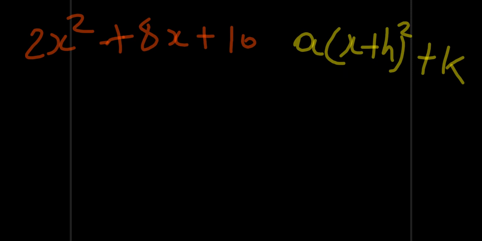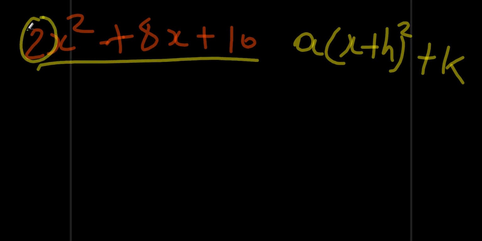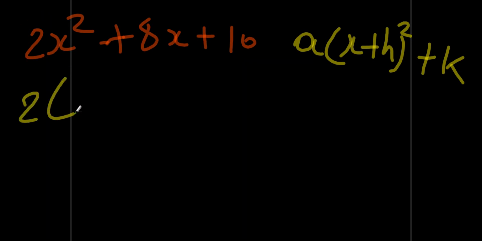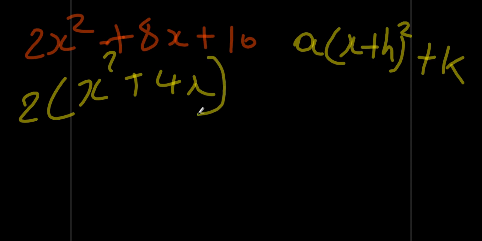So the first step we take is to factorize all of this term by the coefficient of the x squared. And so what we will do, we will take that 2 out and factorize each term. 2 into 2x squared gives us x squared. 2 into 8x gives us 4x. And then what we now want to do is to separate the x's from the constant when we're factorizing. So 2 into 10 goes 5 times.